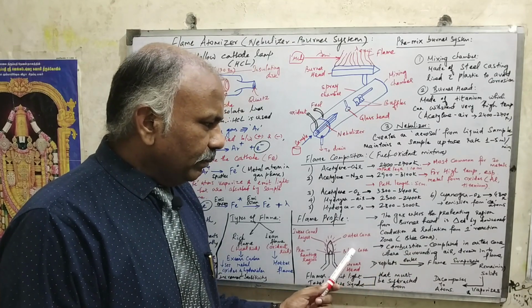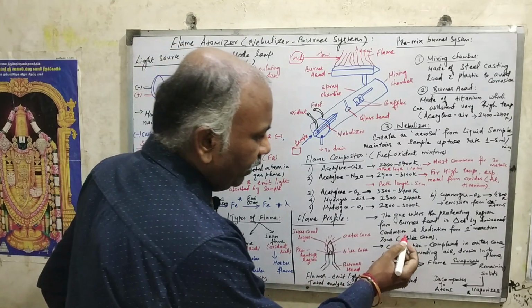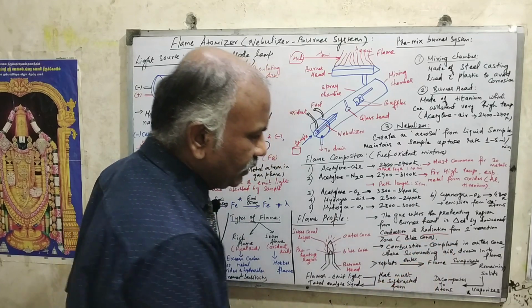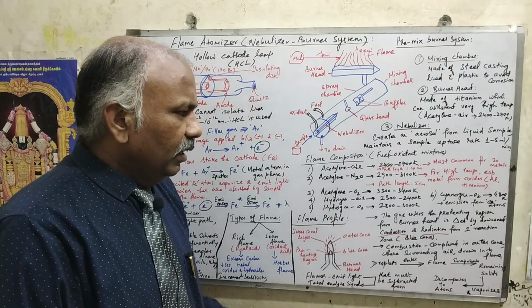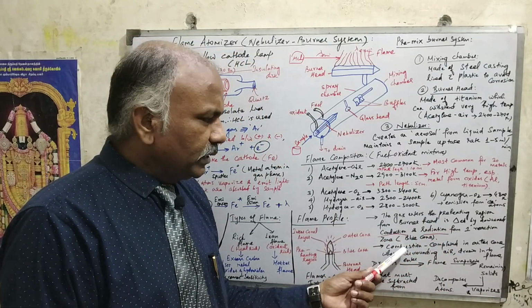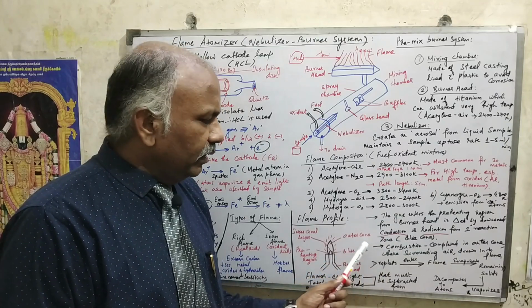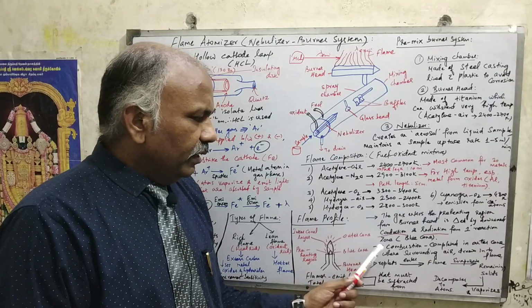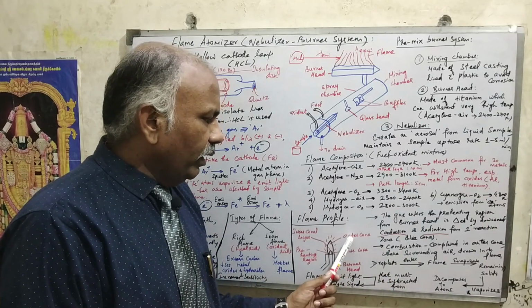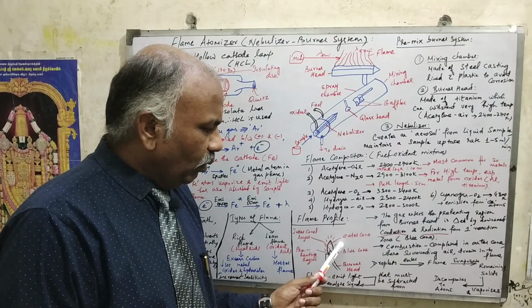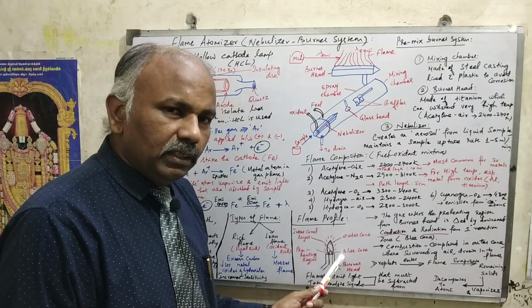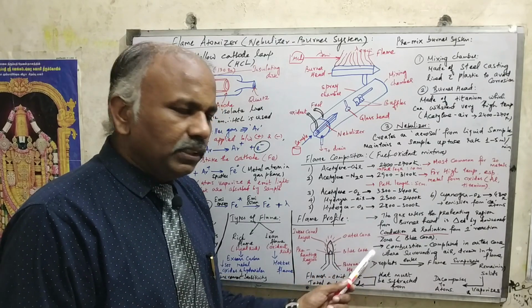Okay, the mechanism is downward conduction and radiation. These are the two important mechanisms, downward conduction and radiation from the primary reaction zone, which is the blue cone. And combustion takes place or is completed in the outer cone region, right, where the surrounding air will be drawn into the flame. You can see here the surrounding air also will be captured along with the flame. That will lead to the combustion of the flame, right?